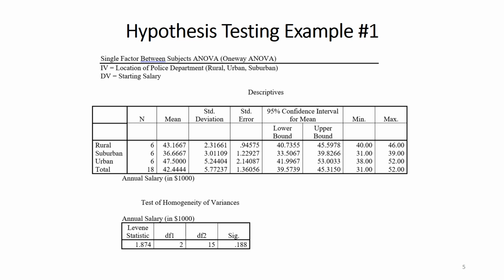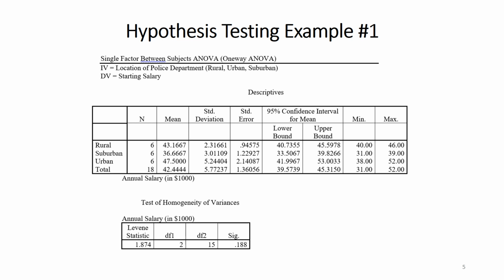Our independent variable is the location of the police department. And you'll see that I've got it categorical, and it's broken down to having three levels. So our factor, location of police department, has three levels: rural, urban, and suburban. Then our dependent variable, we want to make sure that fits the requirement of being a continuous interval or ratio level variable. And sure enough, starting salary is how we're measuring it, and we're measuring it in $1,000 per year. So let's look at the descriptives here.